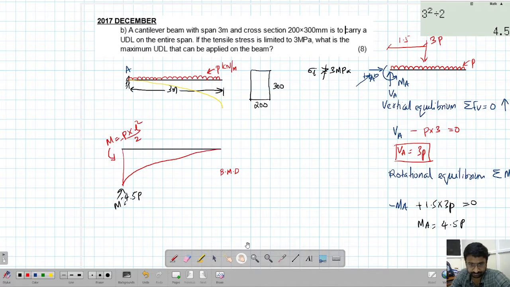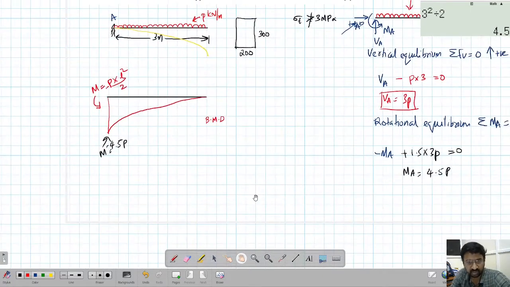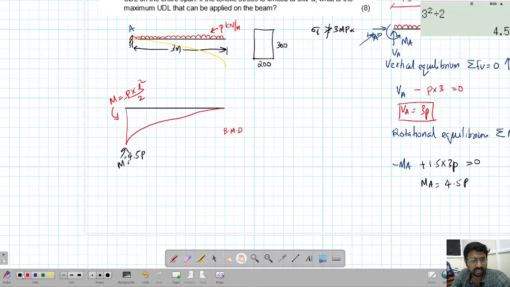At that location we will have maximum bending stress. This is the section just near the support. At the support we have the maximum bending moment, and the value of the bending moment is 4.5 into P. Now what will be the variation of bending stress? That we will also quickly draw.